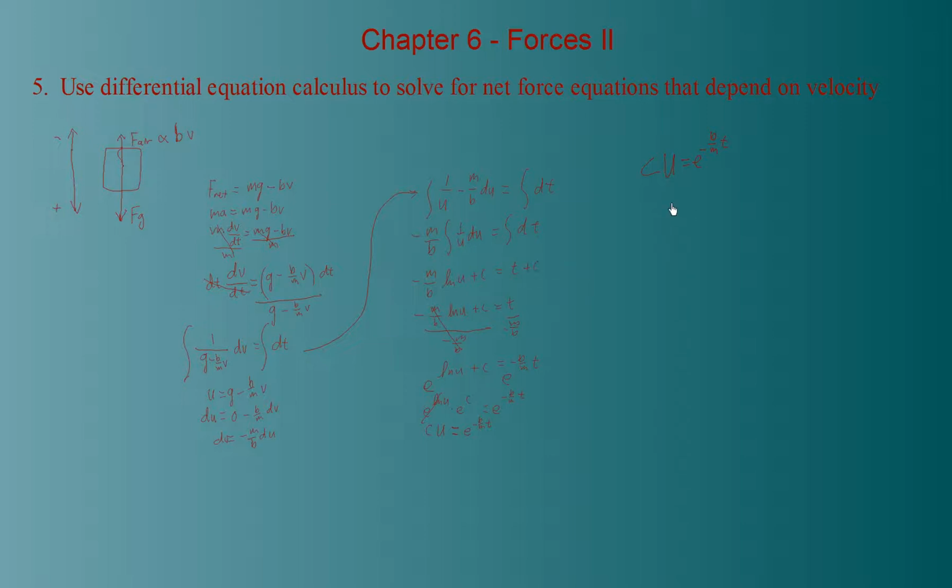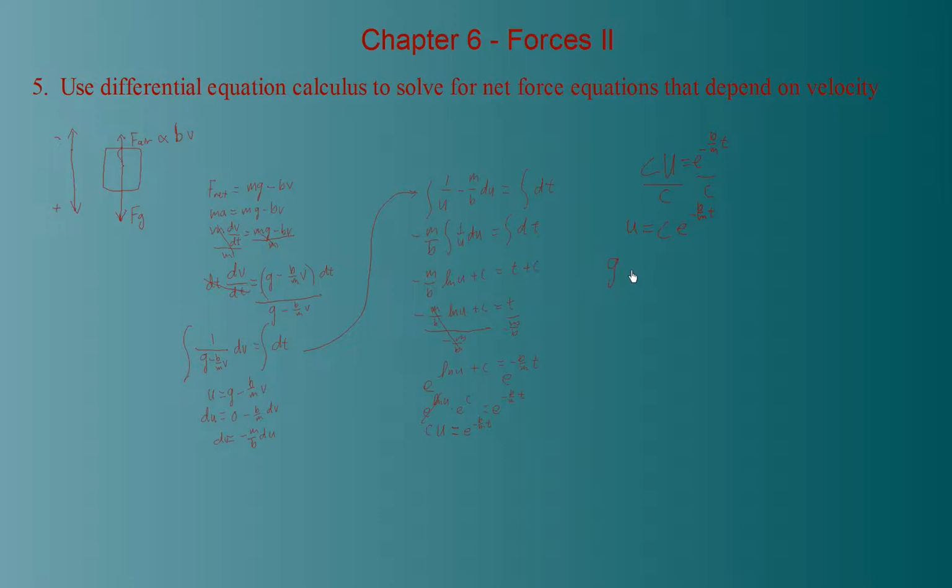So now I'm going to divide by c on both sides and do the fishy thing again. u equals c e to the negative b over m t. And you're like, well, isn't that over c? It's just some unknown constant, c to the c28 if it makes you feel better. Then I'm going to take the u that we made way back here and plug that back in. So u equals g minus that.